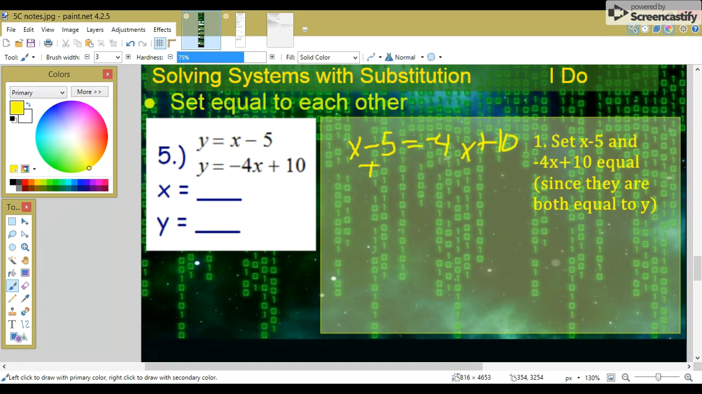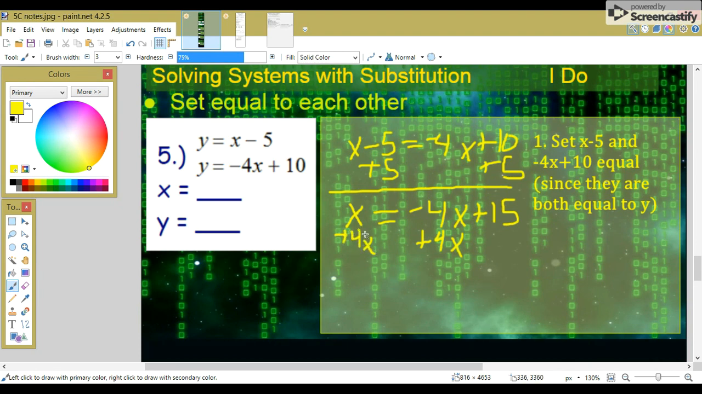So from here, let's add 5 to each expression. X equals negative 4x plus 15. You want to get all the x's on one side, so let's add 4x to each expression. 1x plus 4x is 5x. Negative 4x plus 4x is 0x. So if 5x equals 15, divide each term by 5 to get the x by itself. 1x equals 3.